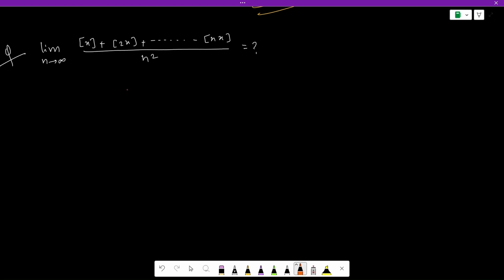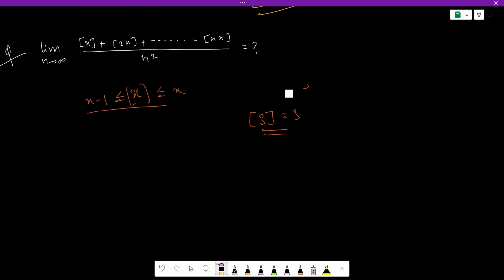Now we know that x is greater than or equal to x minus greatest integer x, which is greater than or equal to x minus 1 and less than or equal to x. For example, if we have 3.14, its greatest integer is equal to 3, that is less than this. And there is equality only if this is an integer. For example, greatest integer of 3 is 3, right? So we can say this.